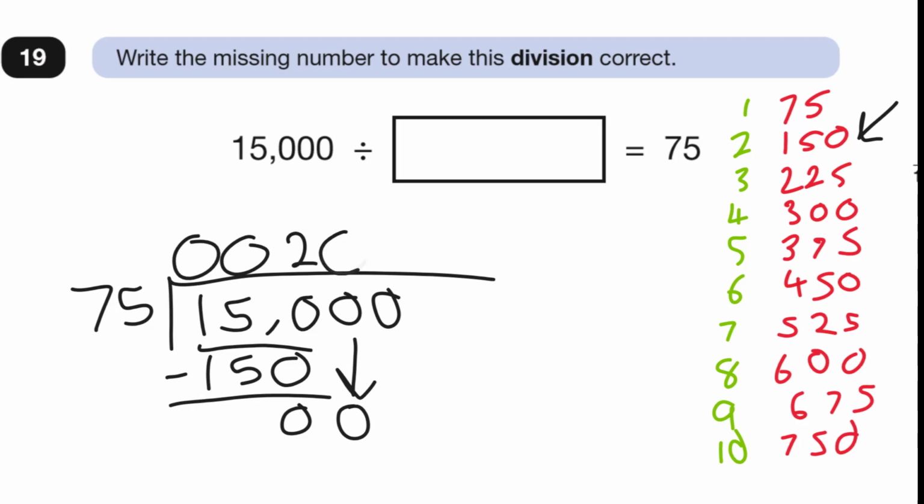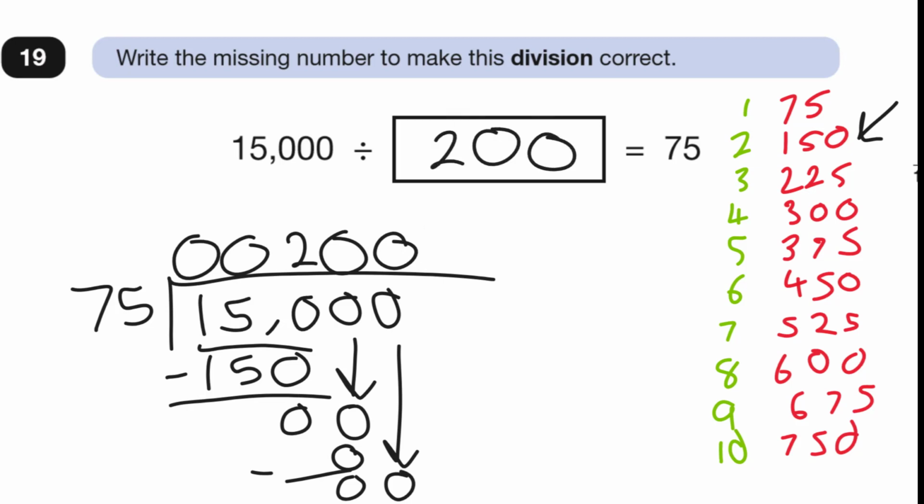75 into 0 doesn't go. Prove it. 75 times 0 is 0. Take that away. It's 0. Bring the next one down. Is 0. 75 into 0 goes 0 times. So there we go, the answer is 200.